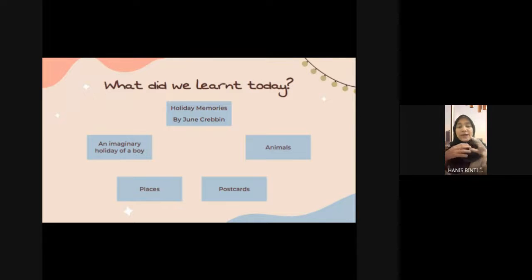There are also some vocabularies that you can ask the students about, perhaps the names of the animals that they see in the poem, and the places that the boy went, and also how they can relate the postcard that they make with the poem. Actually, it is about a holiday. That is why in this activity I chose to use a postcard, because usually when people travel, they use a postcard as a medium to tell other people about what they feel in the place that they went.